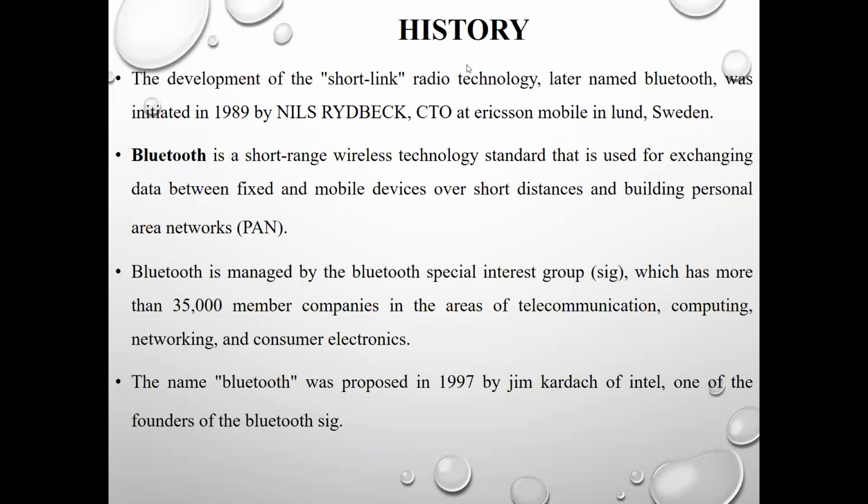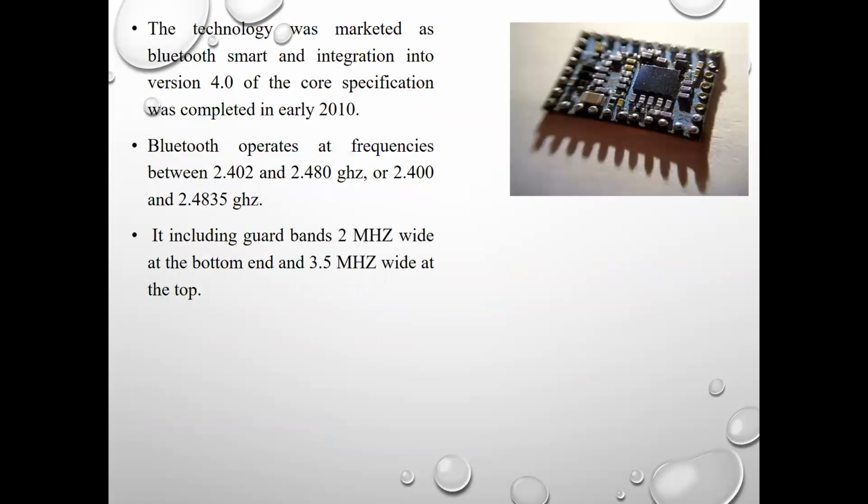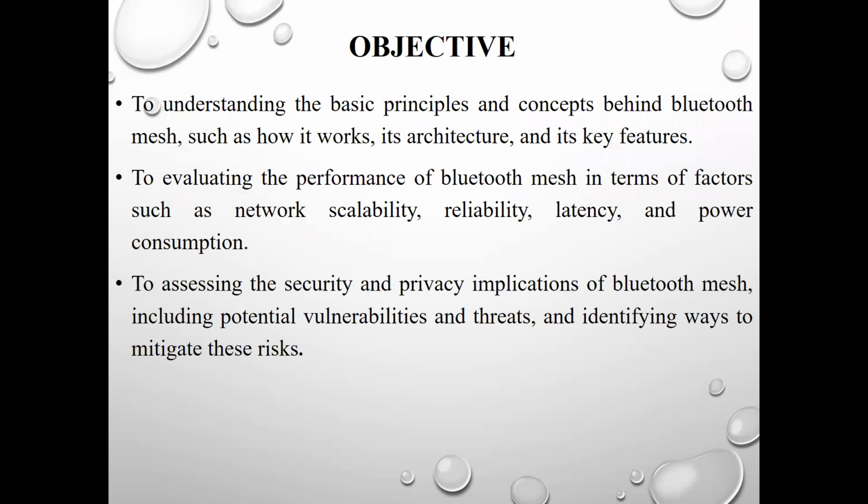Coming to the history, the development of short-link radio technology, later named Bluetooth, was initiated in 1989. Bluetooth is a short-range wireless technology standard that is used for exchanging data between fixed and mobile devices over short distances and building a personal area network. Bluetooth operates at frequencies between 2.402 and 2.480 GHz, including guard bands 2 MHz wide at the bottom end and 3.5 MHz wide at the top.